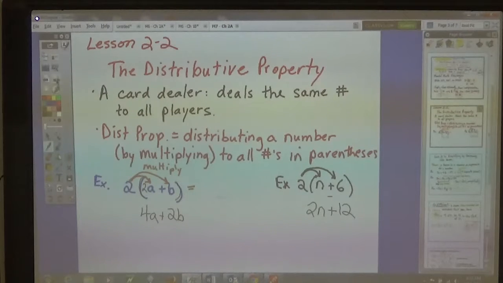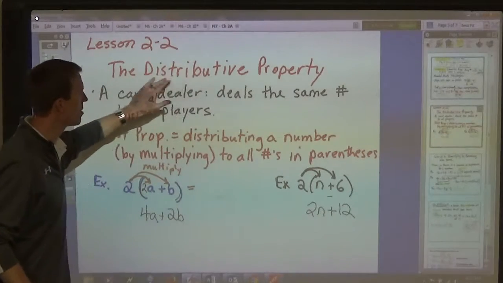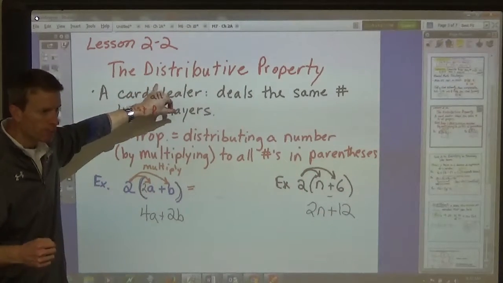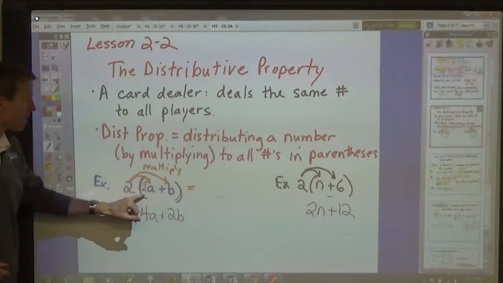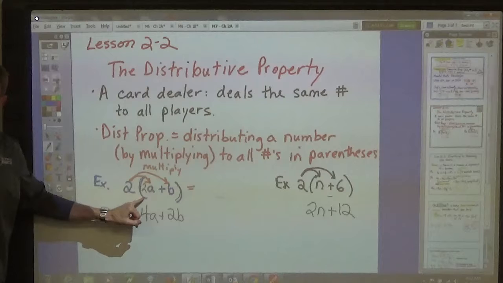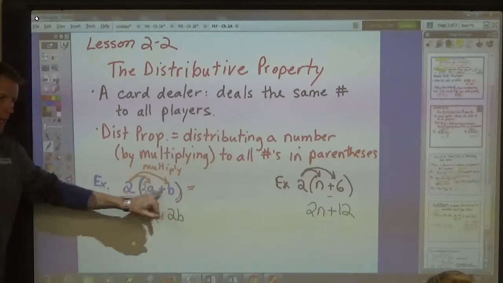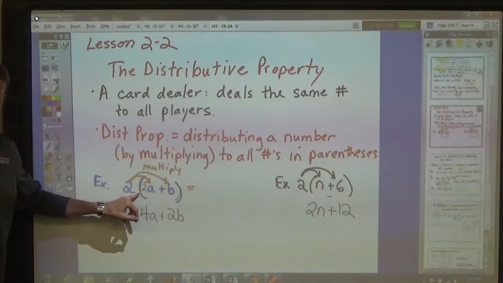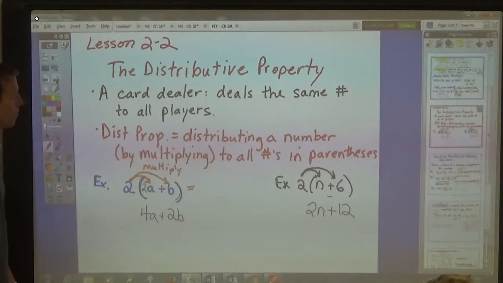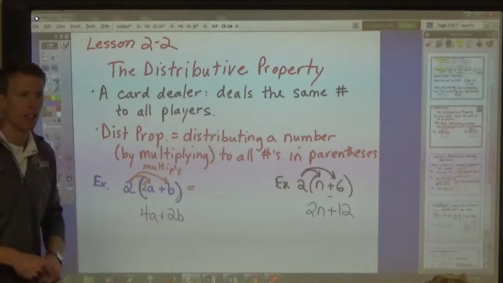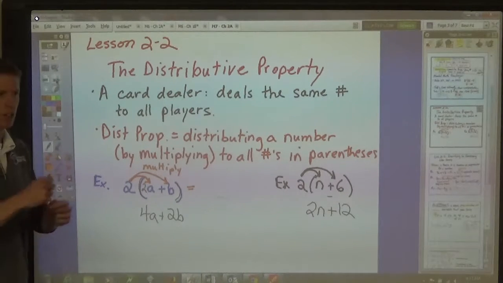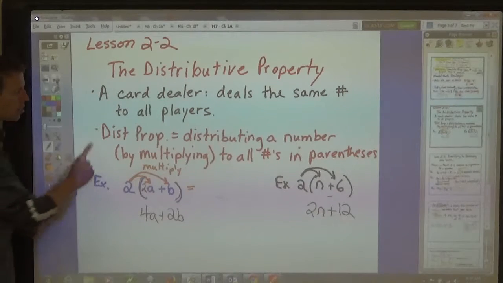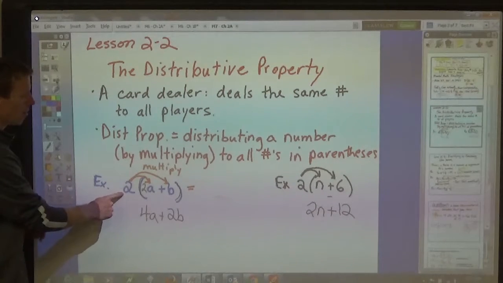Going to talk about the distributive property. The distributive property is kind of like it sounds, distribute, okay? It's a property in math that always has parentheses around a number or an expression. So when you look at parentheses, you should think about, does the distributive property apply to this situation? It's like a card dealer deals out the same number of cards to all of the players.